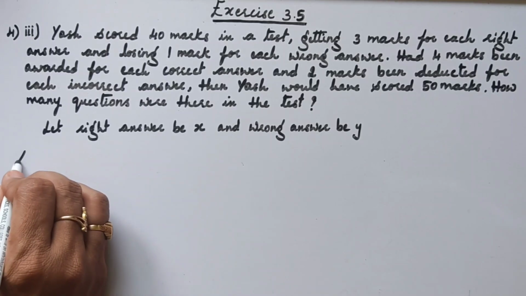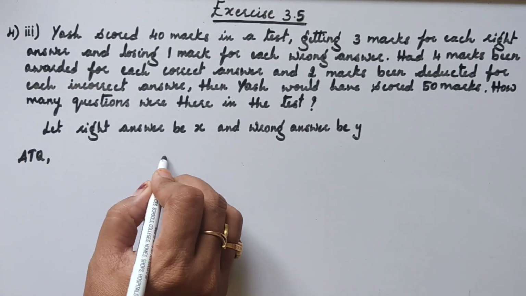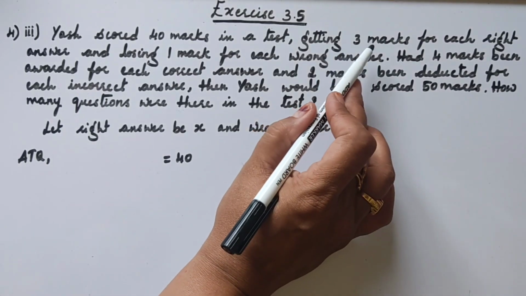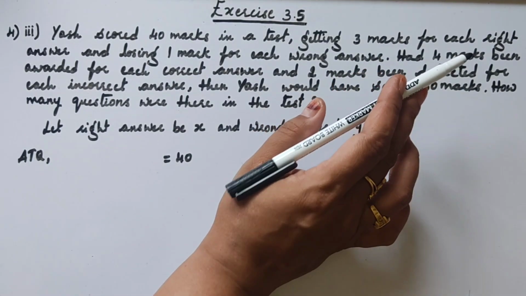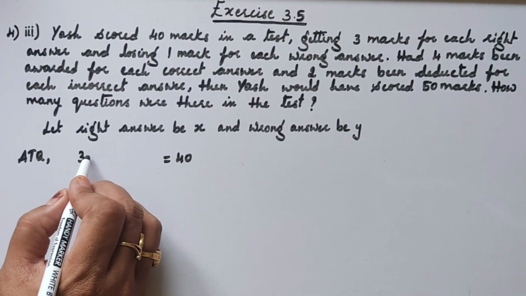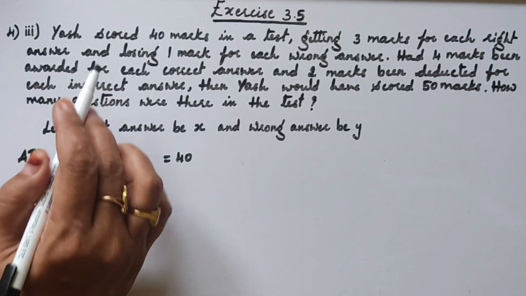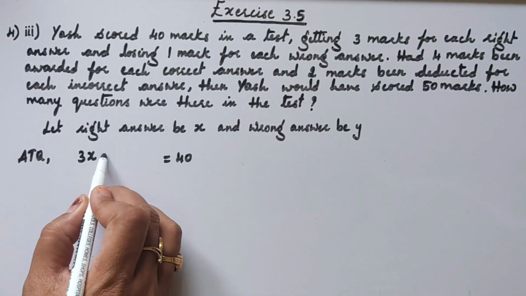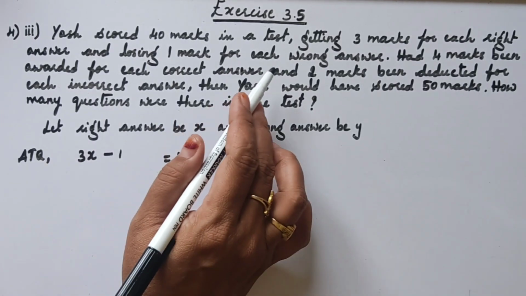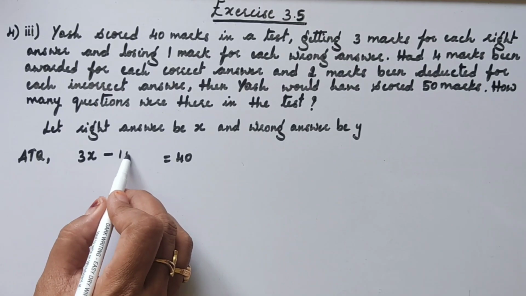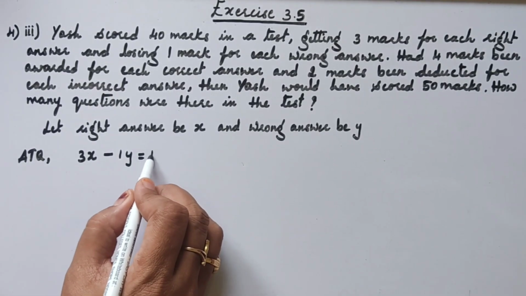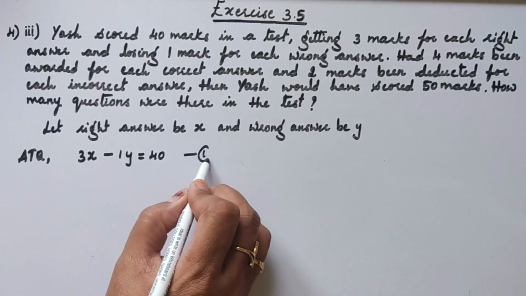According to the question, he has secured 40 marks. How did he get 40 marks? Getting 3 marks for each right answer. The right answer is x, and losing means subtract 1 mark for each wrong answer, which is y. So he got 40 marks. This is my first equation.